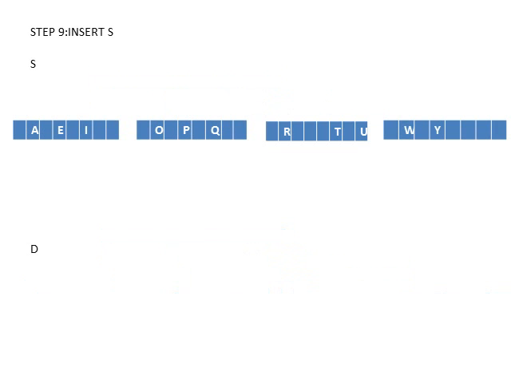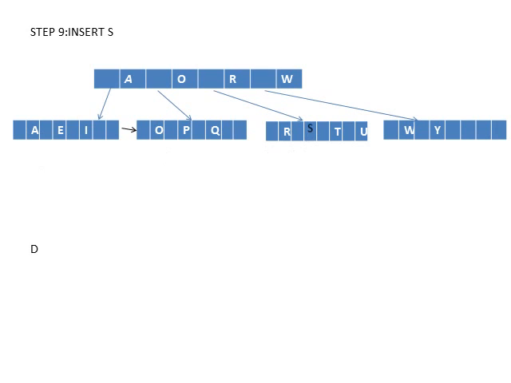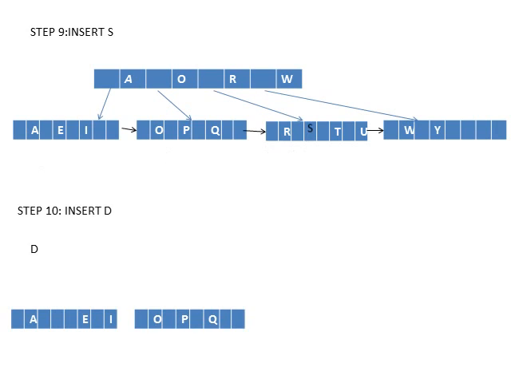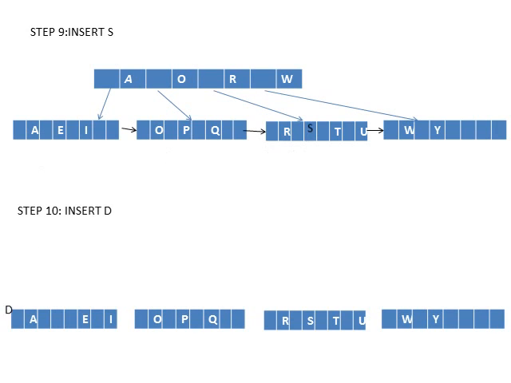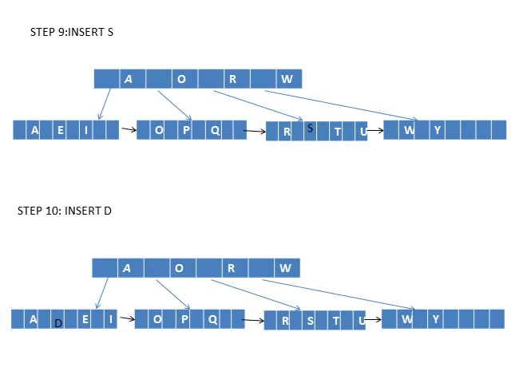Next key is S. Here again no partition is required. The nodes remain unchanged from the previous step, and we directly insert S in the RTU node, and we branch it. Next key to be inserted is D. D again has to be directly inserted without any split. It can be directly inserted into the node containing AEI, and we can directly branch it to the parent node.